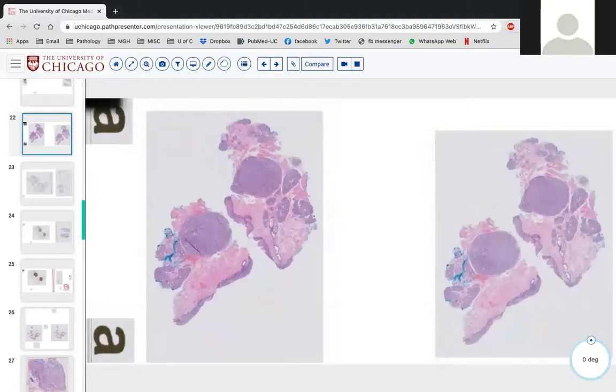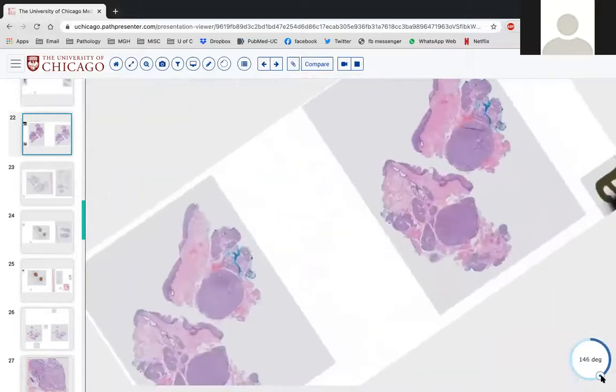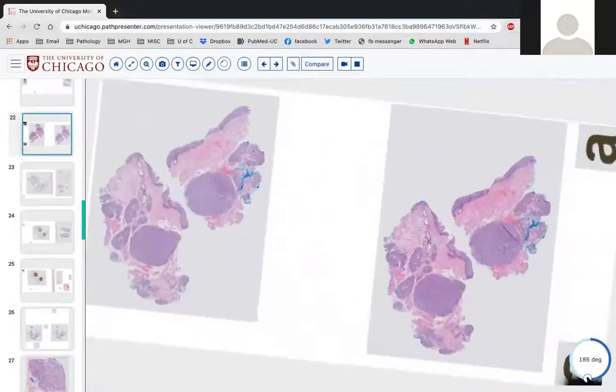Okay, so this one was a 69-year-old male with a mucocele of the upper lip. That's what it was diagnosed as clinically. And I can flip it around again. Does anybody want to take a stab at this one?